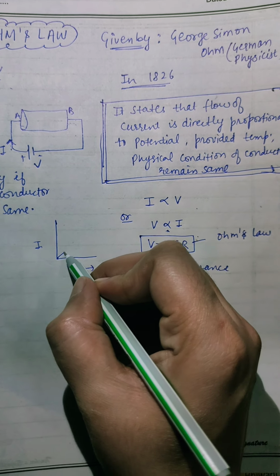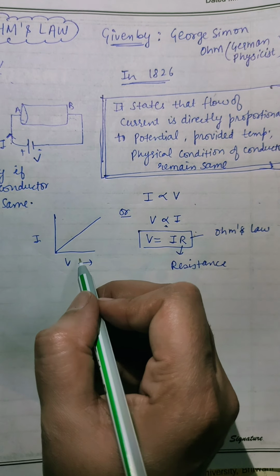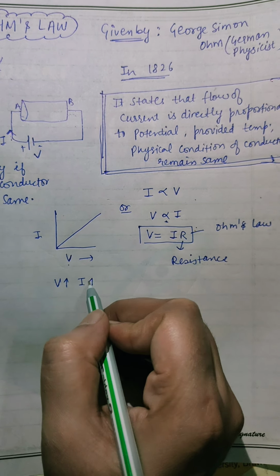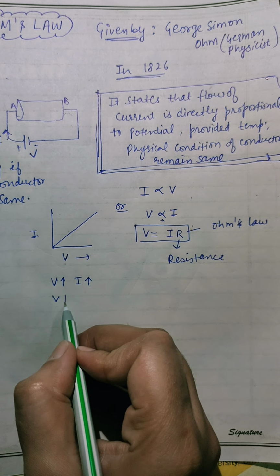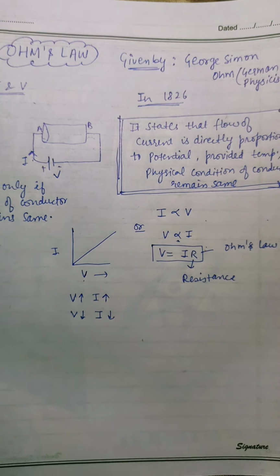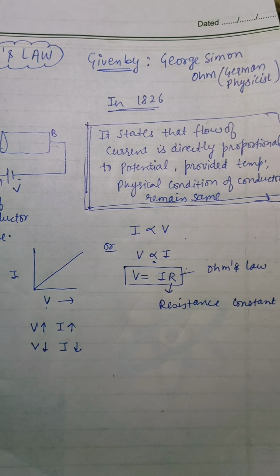Now the graph is a straight line. The straight line represents that when V increases, I also increases, and when V decreases, I also decreases. So mathematically, this is the proof.